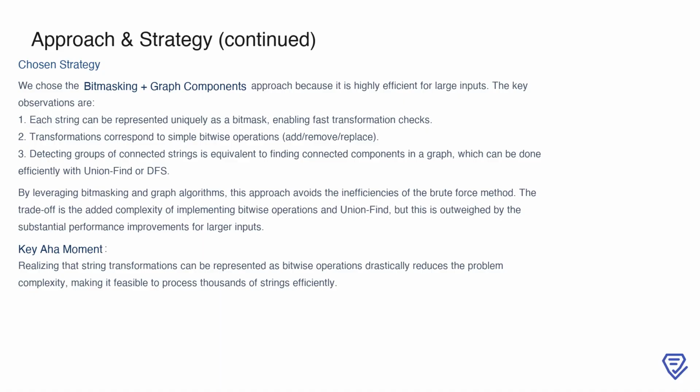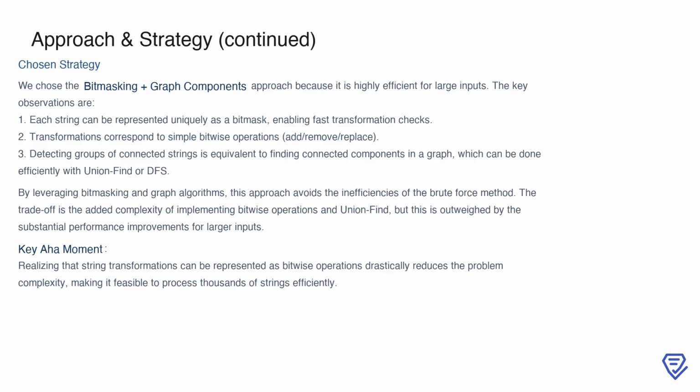Ultimately, we selected the bit masking and graph components approach because it strikes the right balance between efficiency and scalability. The key insights that make this approach powerful are: first, representing each string as a bit mask allows for fast and compact transformation checks. Second, the string transformations themselves are reduced to simple bitwise operations, which are computationally inexpensive. Finally, detecting groups of connected strings becomes equivalent to finding connected components in the graph, a task that can be performed efficiently using algorithms like union find or DFS.